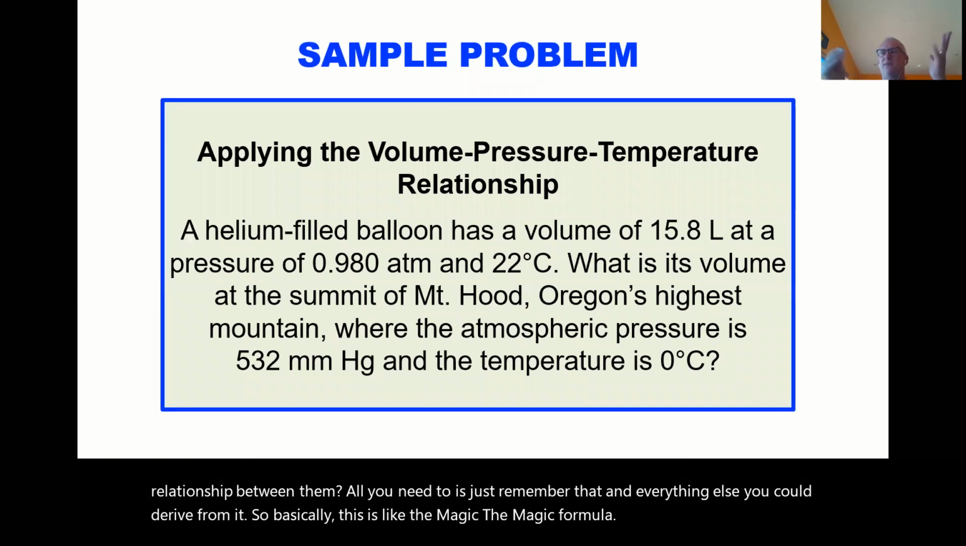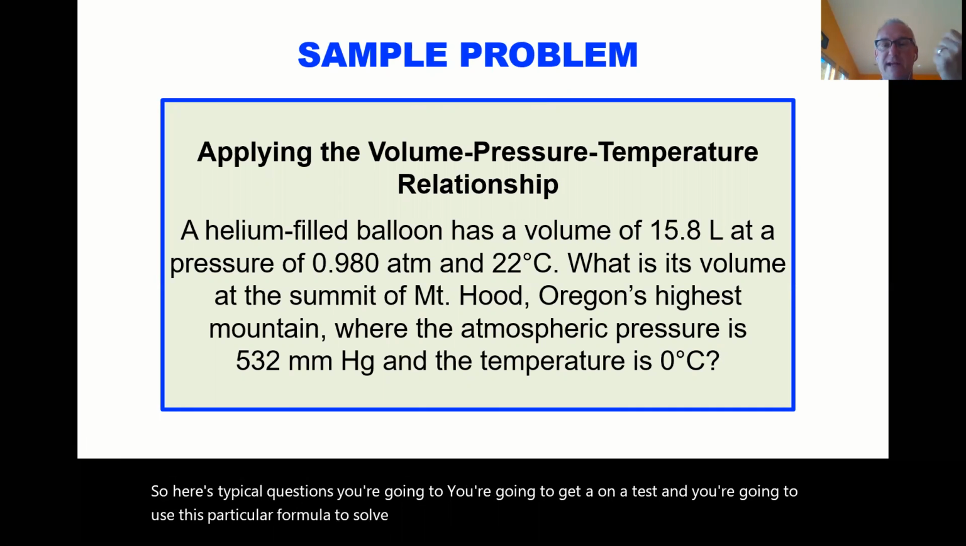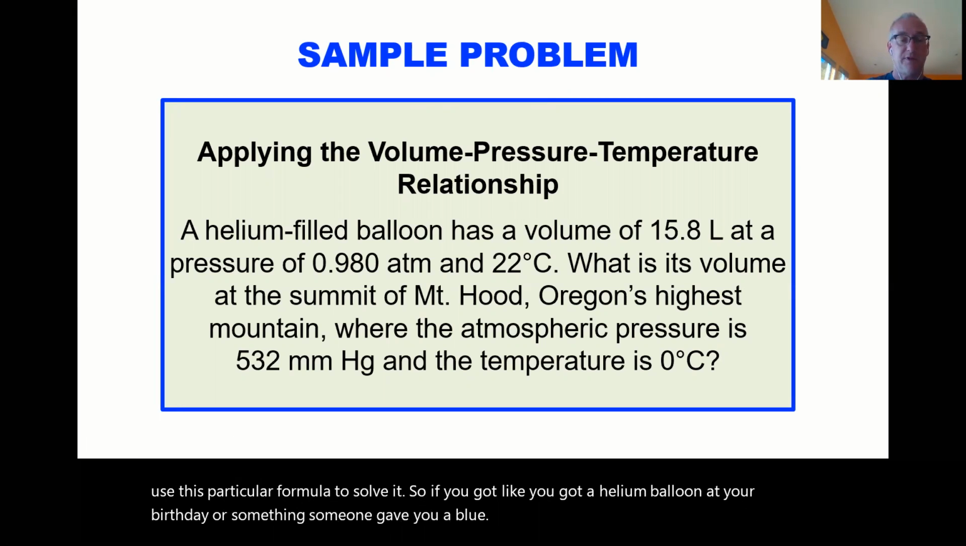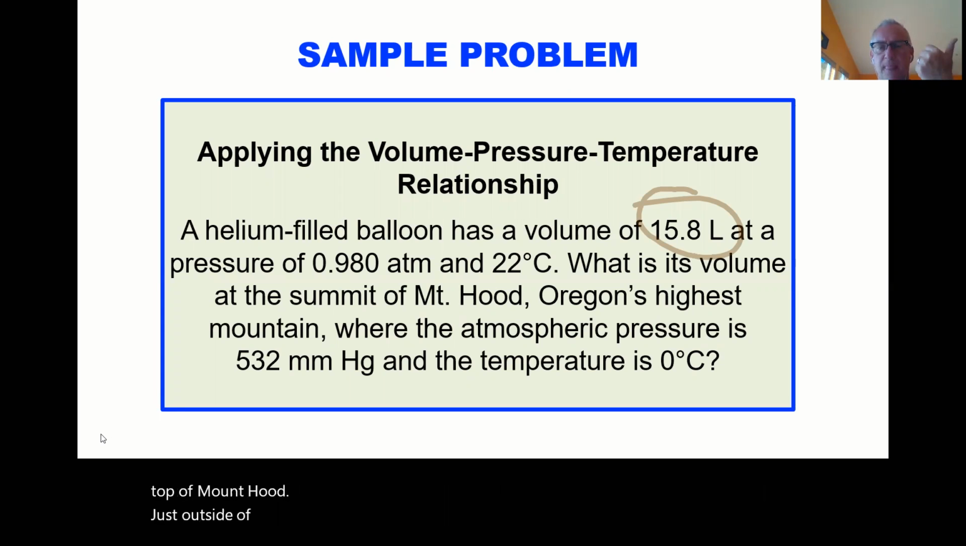So here's a typical question you're going to get on a test, and you're going to use this particular formula to solve it. So you've got a helium balloon, it's your birthday or something, someone gave you a balloon. It's a big balloon. You can see it's got 15.8 liters. That's a big balloon. So you take it up to the top of Mount Hood. It's just outside of Portland in Oregon, where I went to school. And so when you're at the bottom of the mountain, you're pretty close to 1 atmosphere of pressure.